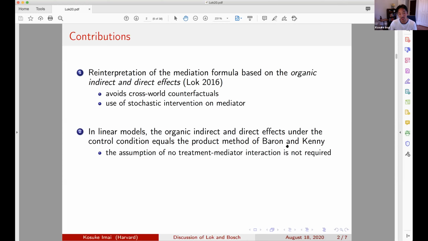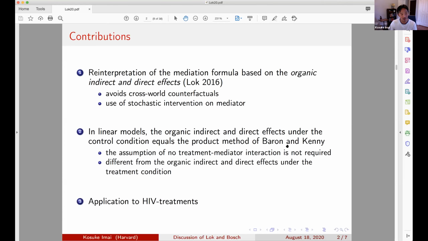There's no assumption that is necessary about the interaction, and it's different from the organic indirect and direct effects under the treatment condition. And then she presents the application to HIV treatments, which I don't have any expertise in, so I'm not going to talk about this.